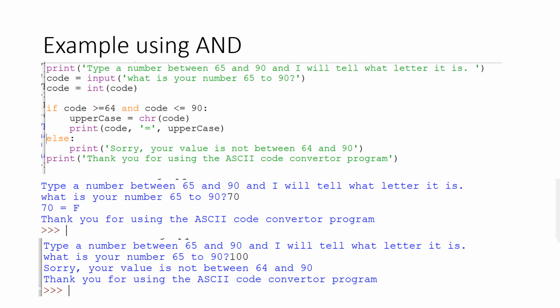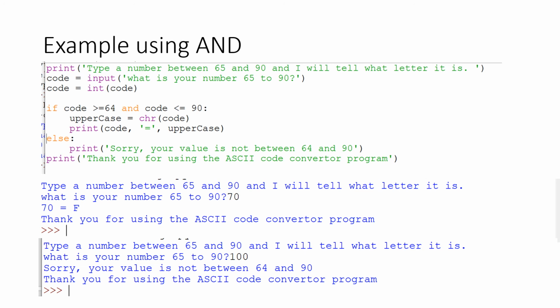So here's the first sample run where I have typed in 70, and the value 70 is the code for the letter uppercase F. And then it thanks the user for running this program. Alternatively, I'm running the code with the value 100, but I am checking in the condition if the code is between 64 and 90. If it's not within the range, I'm going to display, sorry, your value is not between 64 and 90. So when you see the next line, it says, sorry, your value is not between 64 and 90. Thank you for using the ASCII code converter program.